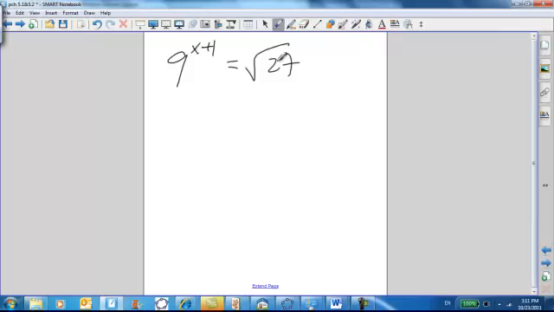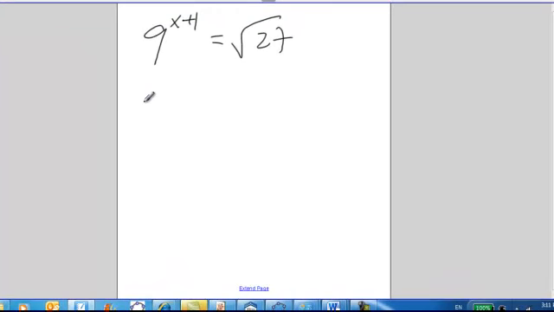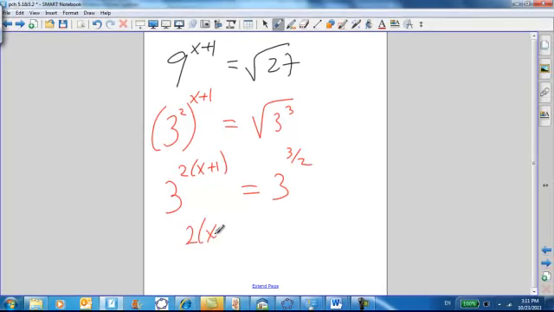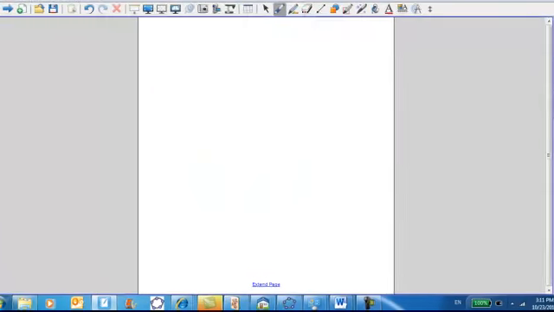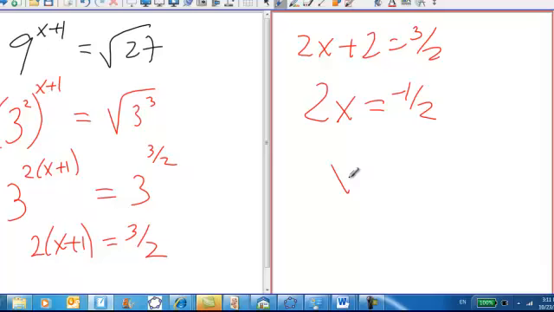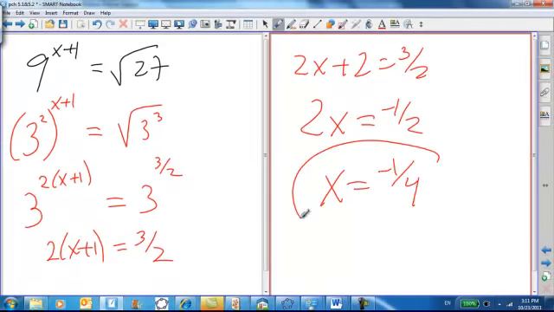9 to the x plus 1 equals the square root of 27. They both seem to have 3 in common. So 3 squared to the x plus 1 equals the square root of 3 cubed. So this is 3 to the 2 times x plus 1 equals 3 to the 3 halves power. So 2 times x plus 1 equals 3 halves. So we have 2x plus 2 equals 3 halves. Subtracting 2, 2x equals negative a half, so x equals negative 1/4.